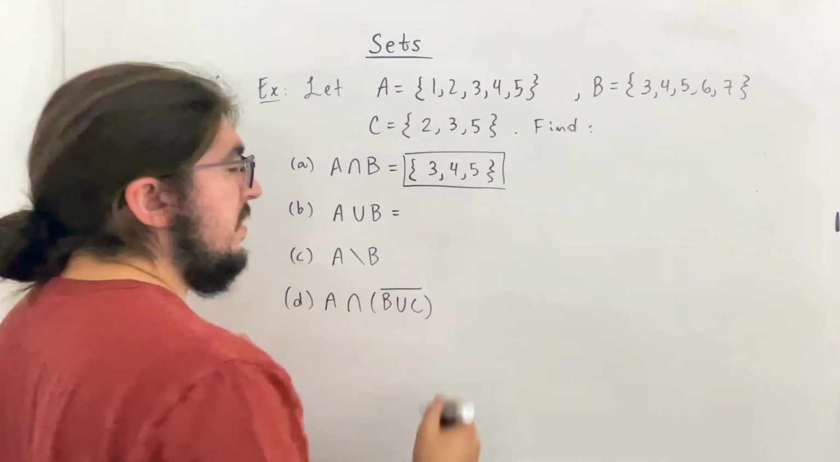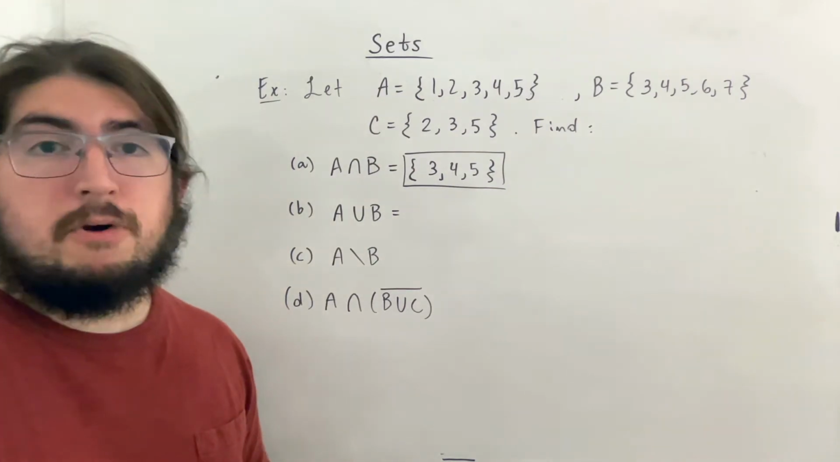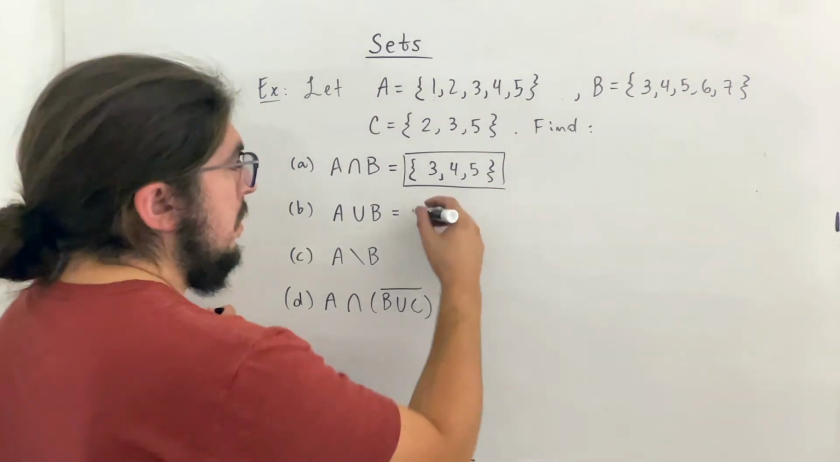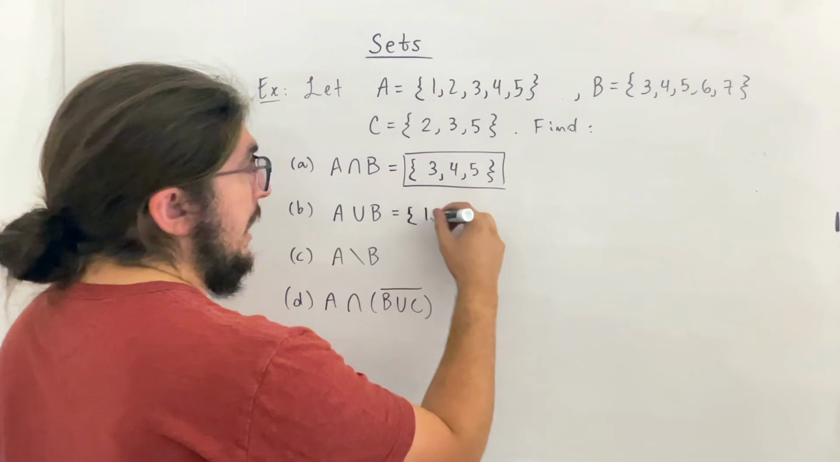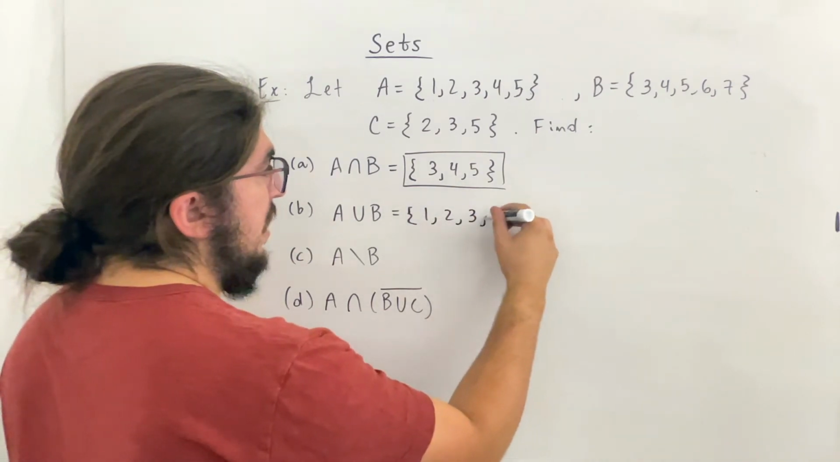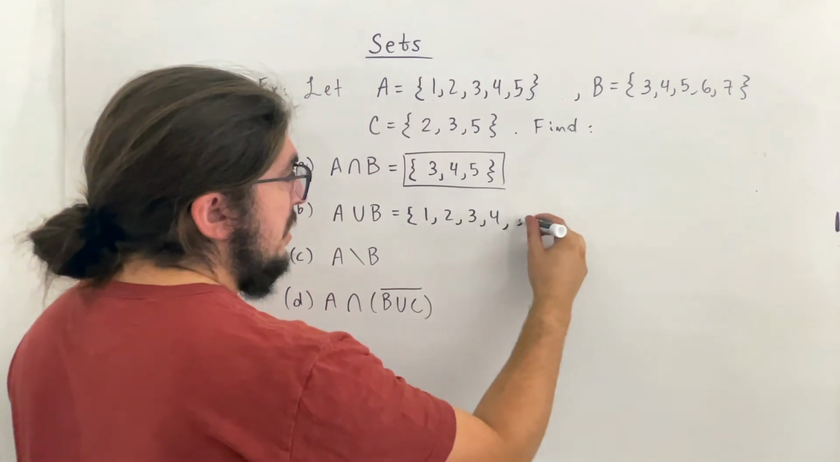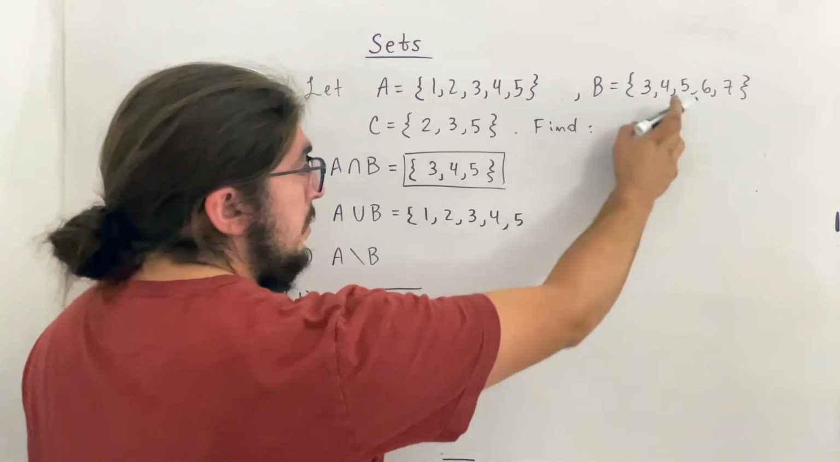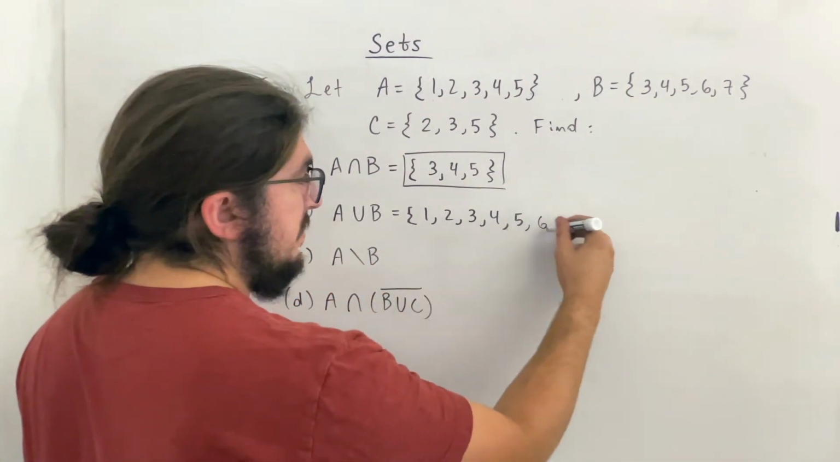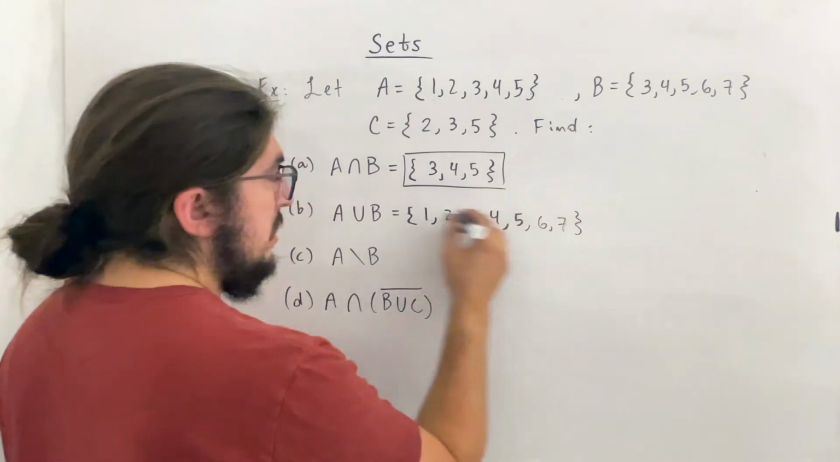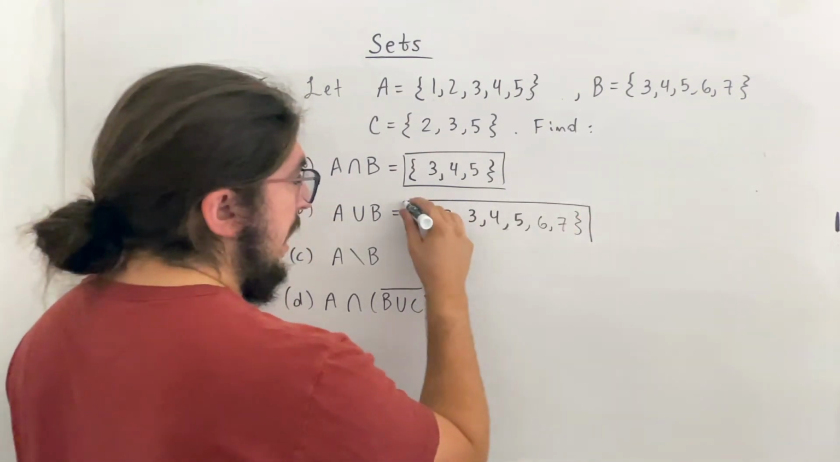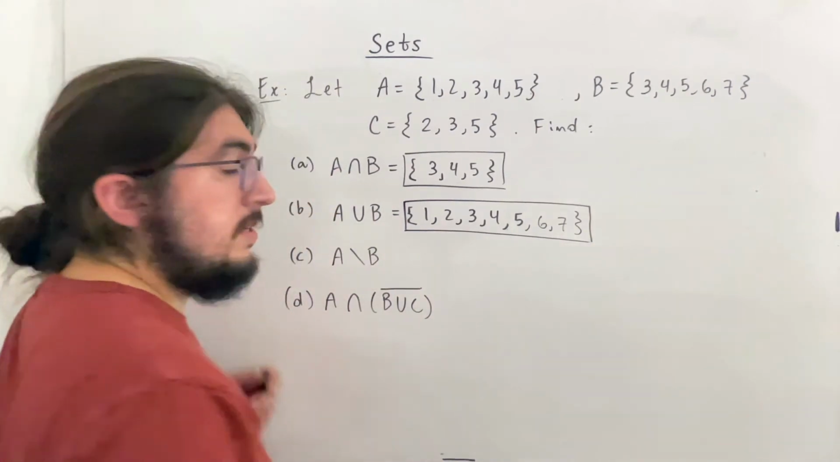What about the union of A and B? So these are things that are in A or in B, or in both. So for things in A, 1, 2, 3, 4, 5, and things that are in B, 3, 4, and 5 we've already included, and now we have 6 and 7. So this is the set of all things that are either in A or in B or possibly in both. So that's the union.